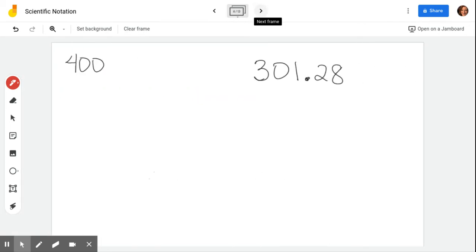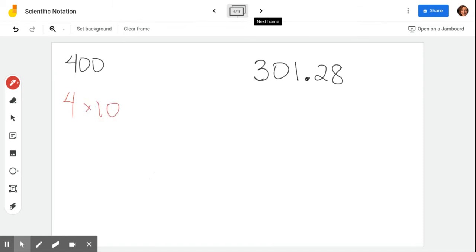Let's do another. 400. Now this one's a little bit weird because when I write my non-zero digits, I only have one number to write down. I just put a 4. Some people will go ahead and put the decimal after that. I don't like it though, because saying 4 point just sort of bugs me. Nobody says that. You wouldn't say I have $4. You would just say 4, right? So I'm just going to put 4. And then I'm still going to write the times 10.